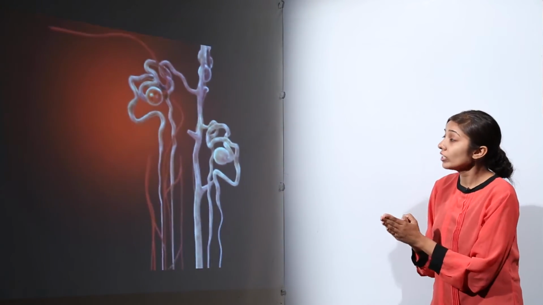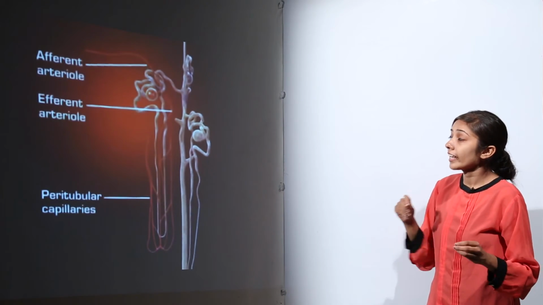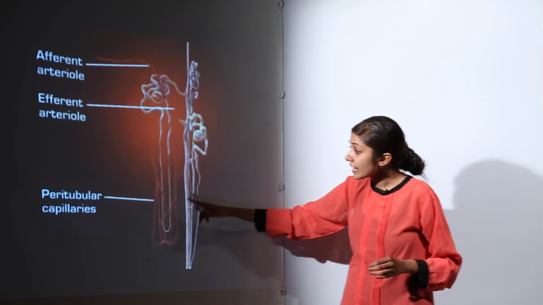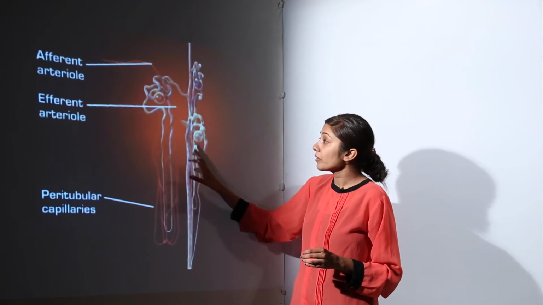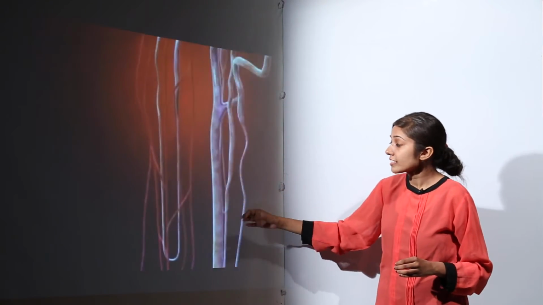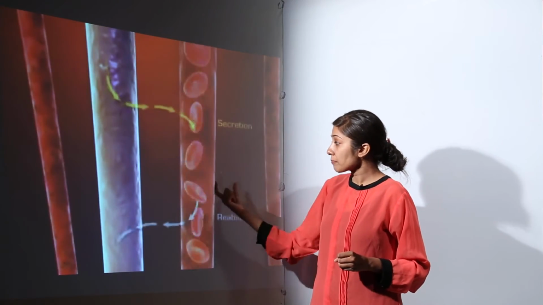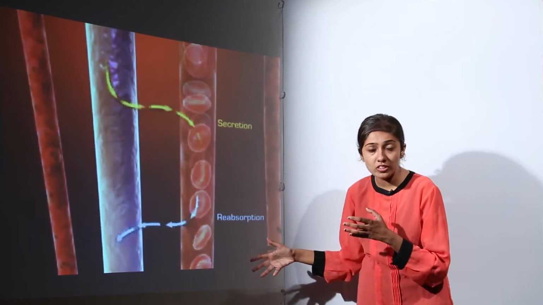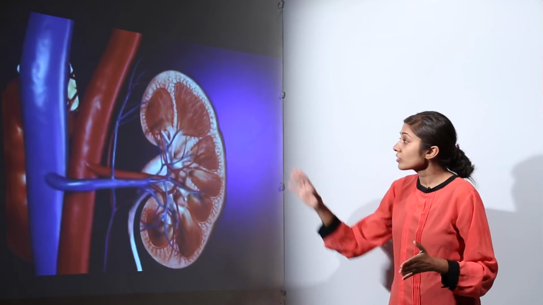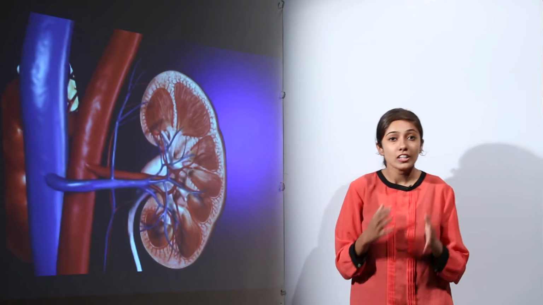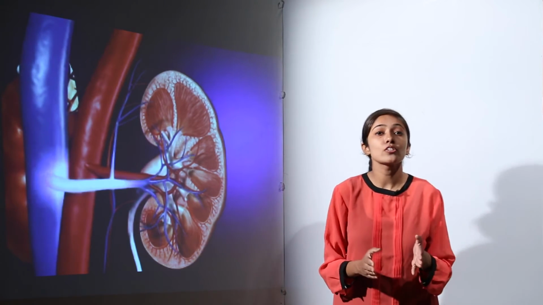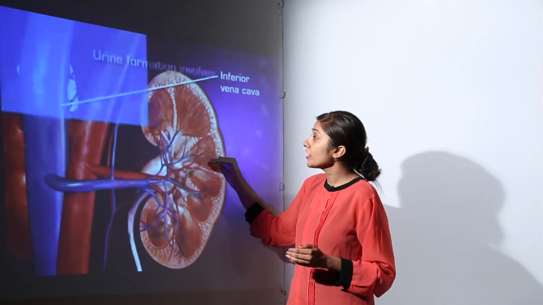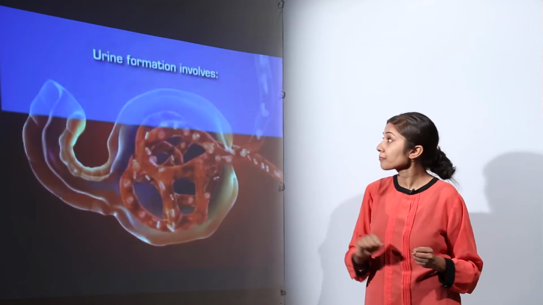So as a whole, this is how the nephrons actually function: afferent arteriole and efferent arteriole, and these are the peritubular capillaries. These are present throughout the nephron. Look at these capillaries. There is continuous secretion and continuous reabsorption taking place. So this is how your kidneys function. The nephrons, the functional units of kidneys, are functioning. After that, the blood goes through the inferior vena cava.